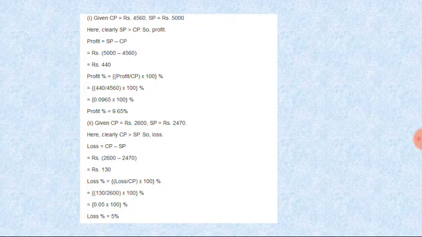Given CP equal to rupees 4560, selling price rupees 5000. So is it profit or loss? Profit. SP is greater than CP. So profit formula is SP minus CP: rupees 5000 minus 4560, rupees 440. Profit percentage is profit by CP into 100. 440 divided by 4560 into 100 percentage. So cancel it, and we get the value of 9.65 percentage.